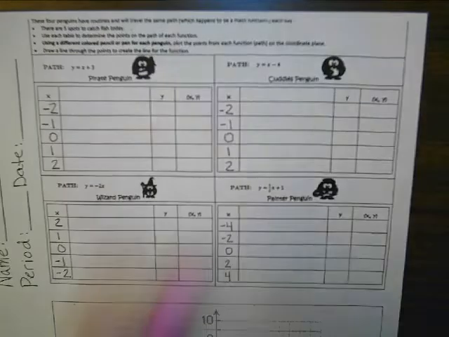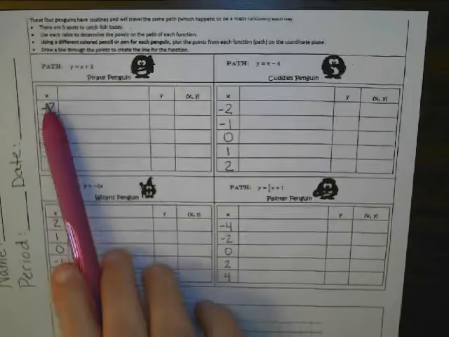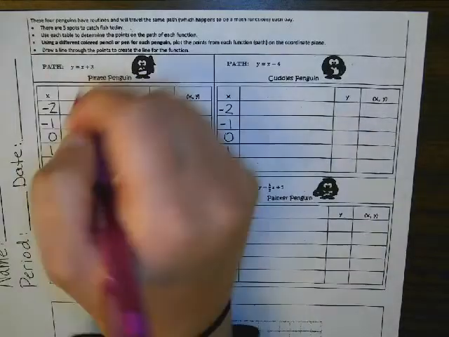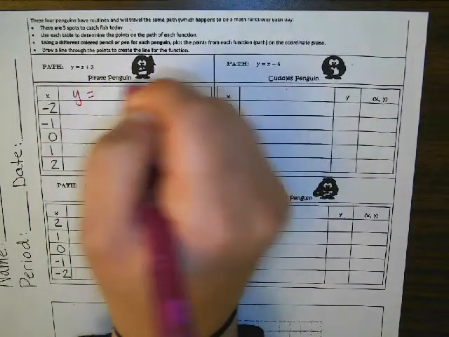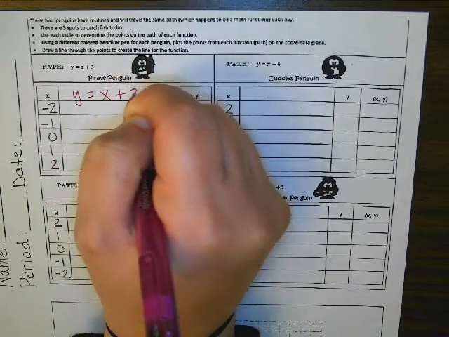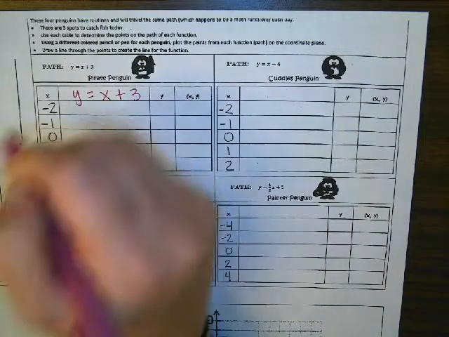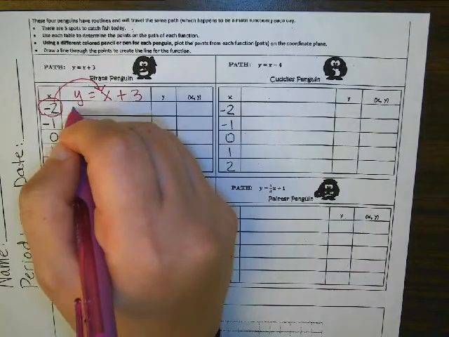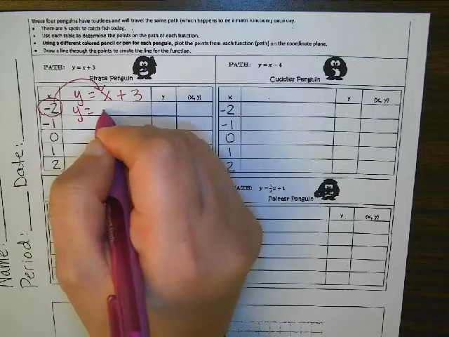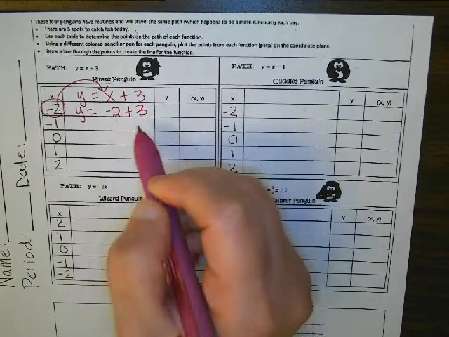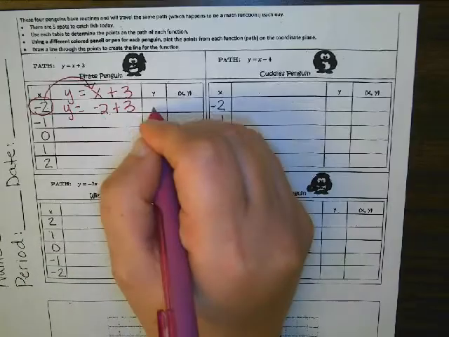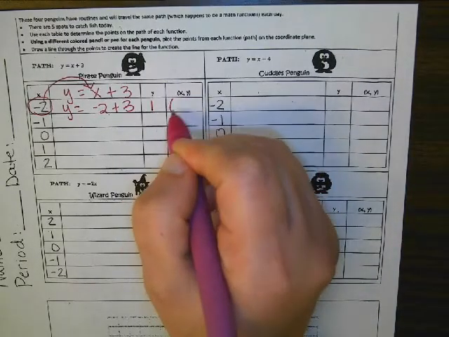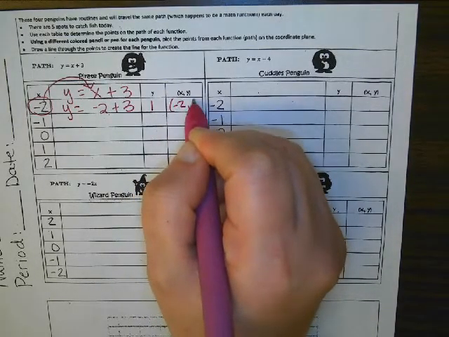On pirate penguin here, we have our x values to plug into our function equation. So our function equation, it tells us his path that pirate's going to take is x plus 3. So I'm going to take my x value and plug it in where x is. So y is going to equal -2 plus 3. My signs are different. I subtract to get 1. And then I'm going to make my ordered pair. So when x is -2, y is 1.